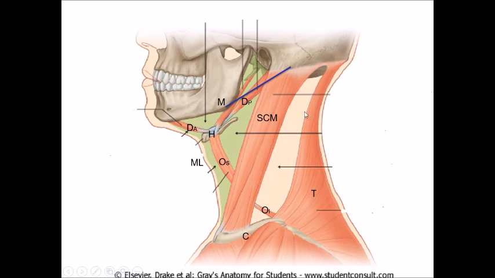And the posterior boundary is the anterior border of the trapezius. This is the trapezius here, and below we have the clavicle. So these are the four boundaries for this whole area of the neck, one side of the neck. This is the quadrilateral area.